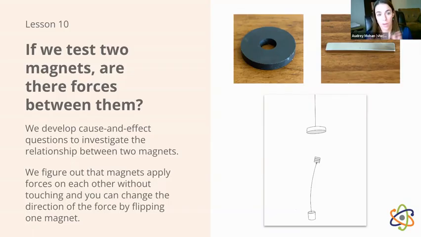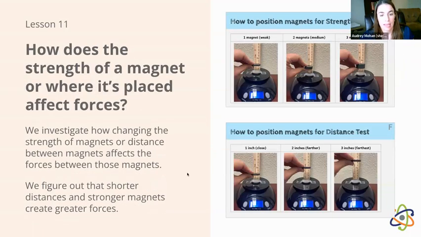And so they get one idea about the direction of the force between magnets, which is really helpful because they're going to need that idea when they apply it at the end of this lesson set. So they know that they're not touching and that there is a force and that there is a direction. And then in lesson 11, they start experimenting with how strong they can get that force and how far apart the magnets have to be.